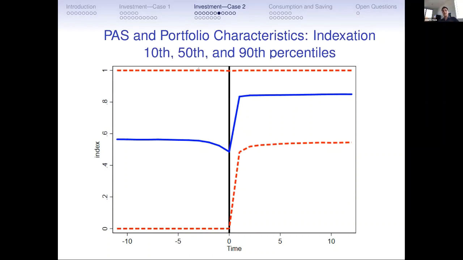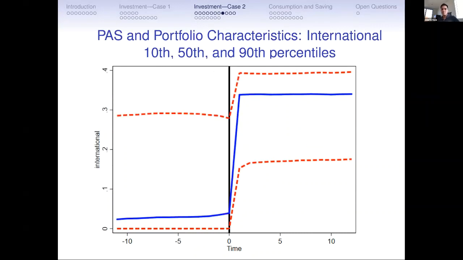But what do you see here now? The red dotted lines are the 10th and 90th percentile of the percentage of indexation across all the individuals. And what you'll see is that before, the dispersion was all over the place. Some individuals had all their wealth in index funds. Some people had 0. But afterwards, you actually have a huge compression in the dispersion across the 10th and the 90th percentile. The same is true for international exposure.